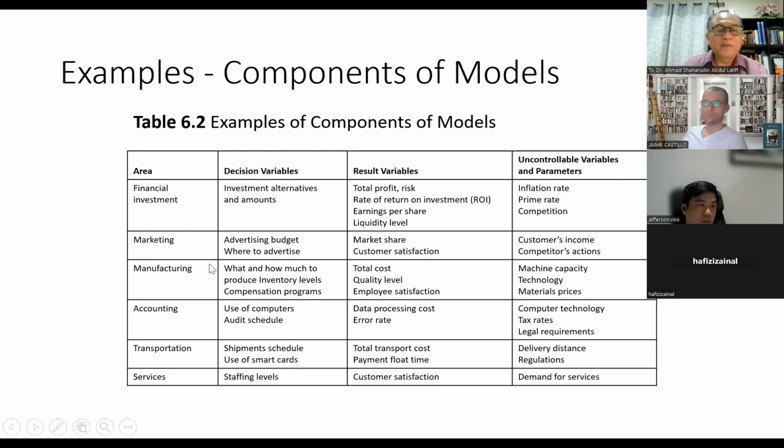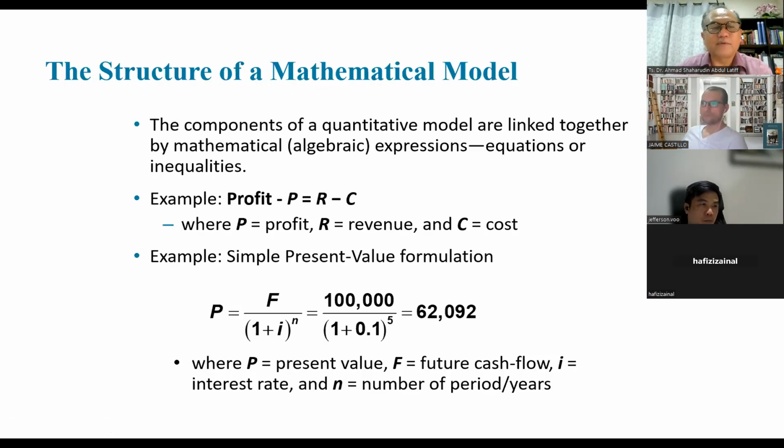And then the other controllable variables will be material prices. Material prices are dependent on exchange rate, dependent on logistics, and so on. Then accounting, transportation, and so on. These are just examples. There are many more examples you can find.